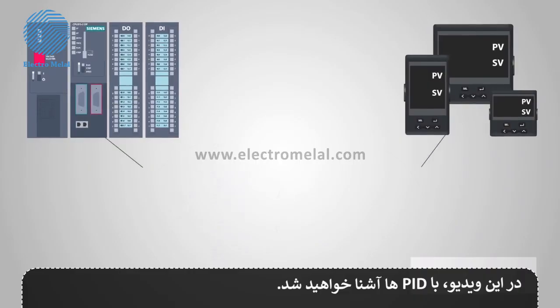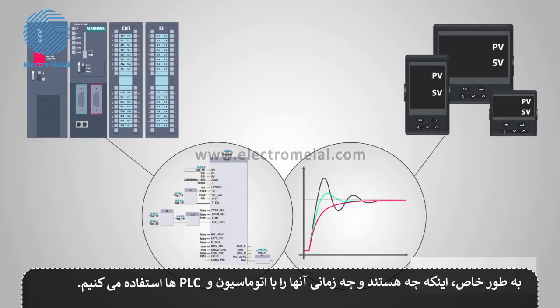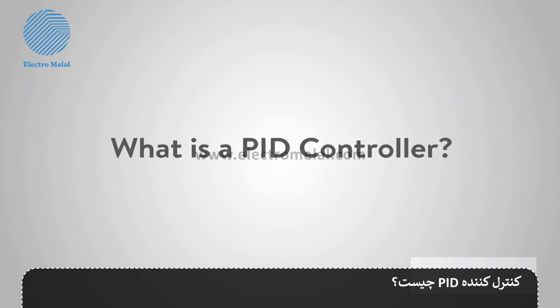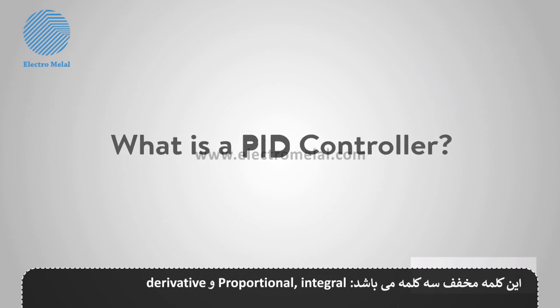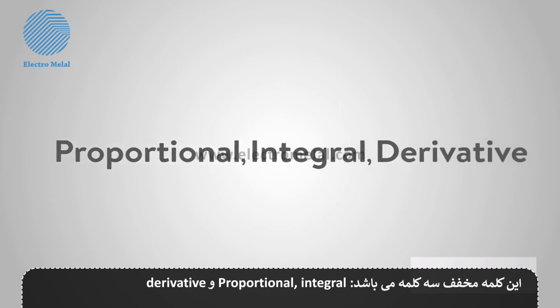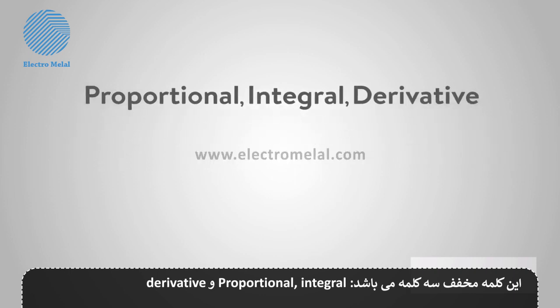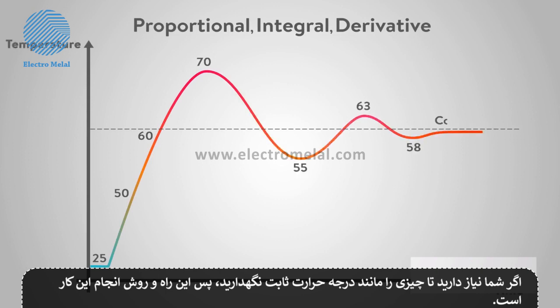Today, you will learn about PIDs, specifically what they are and when do we use them with automation and PLCs. So what is a PID controller? It is an acronym that stands for Proportional Integral Derivative. If you need to keep something constant, like a temperature for example, then this is the way to do it.